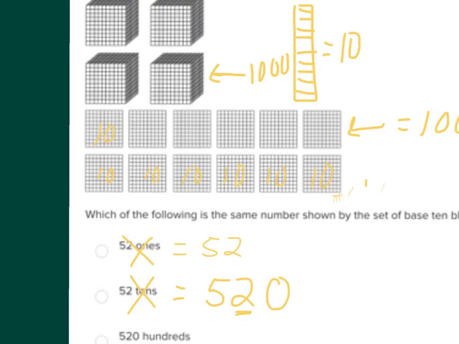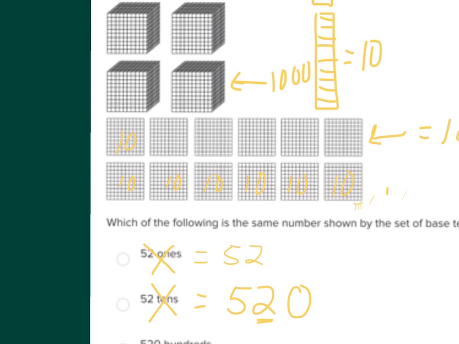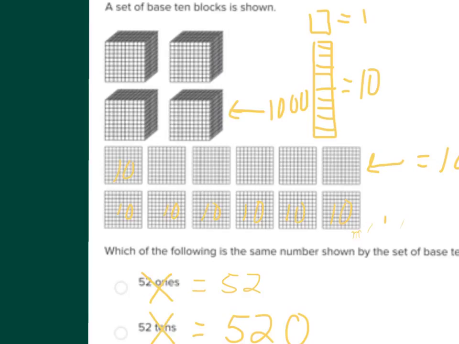Alright. So let's look at the next possibility. Does it have 520 hundreds? That's kind of tricky. Okay, let's take a look. Each of the squares is 100. So that's 100, 200, 300, 400, 500, 600, 700, 800, 900, 1,000, 1,100. There's 12 hundreds there so far.